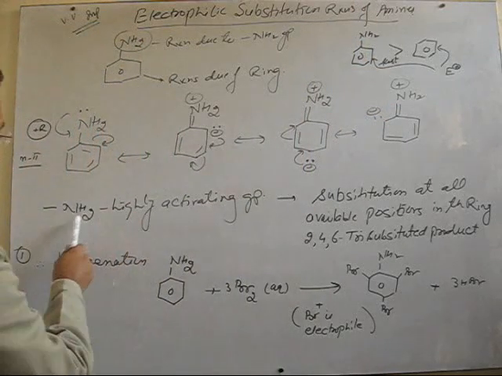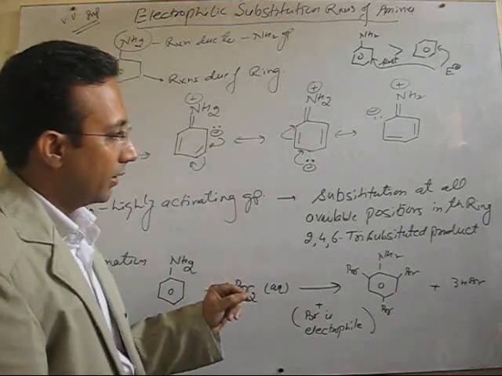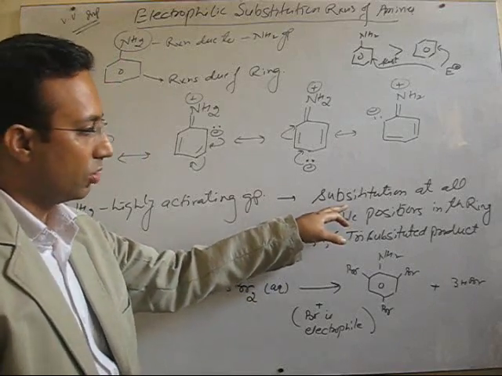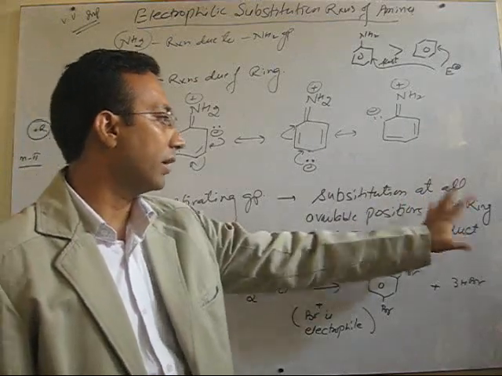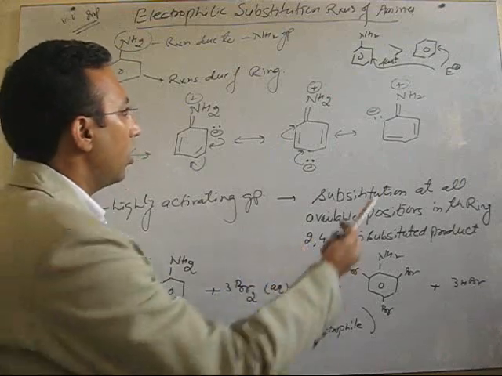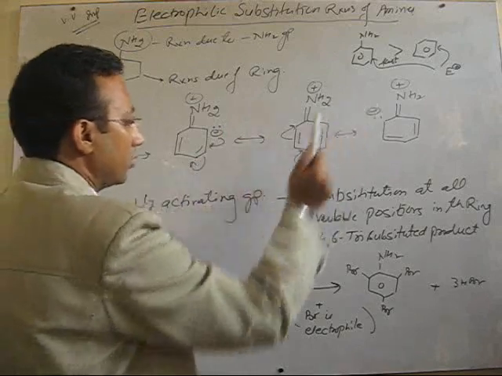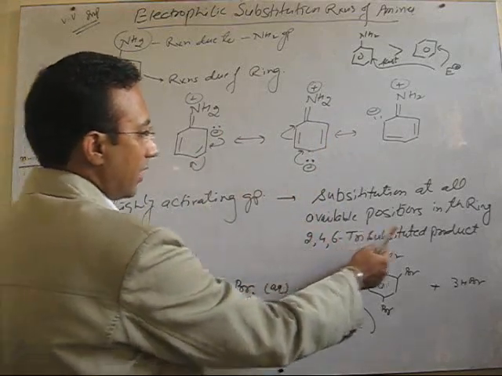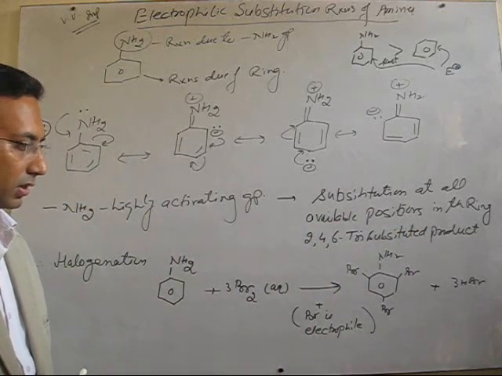Now, NH2 being a highly activating group, what we usually find is that if the substitution is carried out without any protection, then substitution at all available positions in the ring takes place. Usually we will get substitution at all available positions where the electron density is maximum, that is ortho, para and ortho position. So the product we usually get is the 2, 4, 6 tri-substituted product. Though in some cases we get unusual products also.